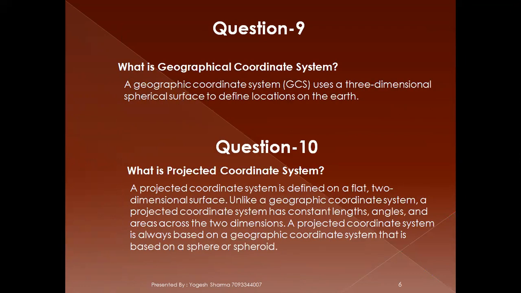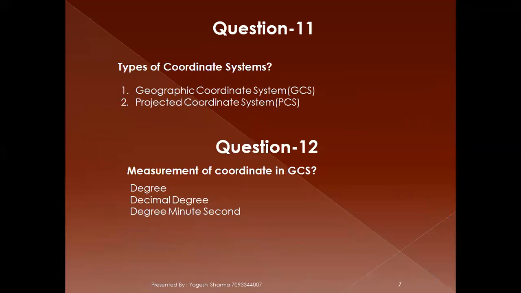What is the geographic coordinate system? The geographic coordinate system uses a three-dimensional spherical surface to define locations on the Earth. What is the projected coordinate system? The projected coordinate system is defined on a flat two-dimensional surface. Here we have to know the basic difference between the geographic coordinate system and the projected coordinate system. You can say in only one sentence: the geographic coordinate system is related to three dimensions and the projected coordinate system is related to two dimensions.